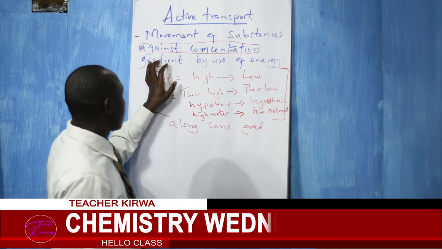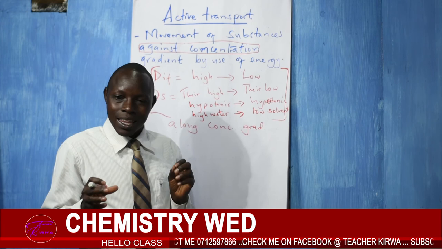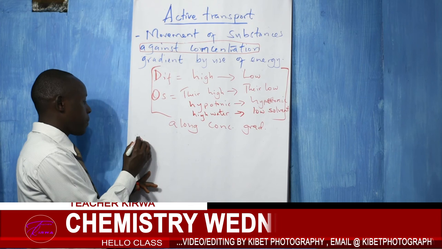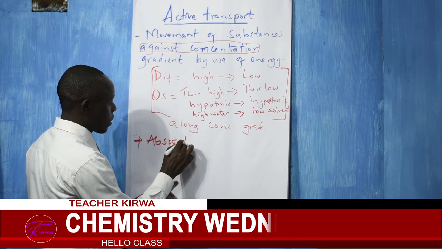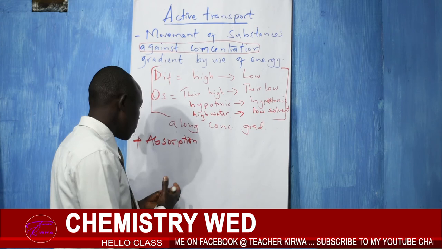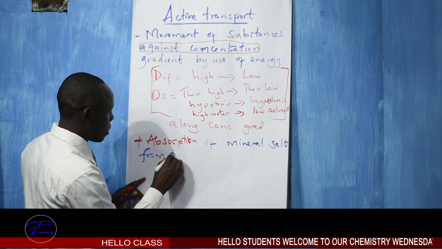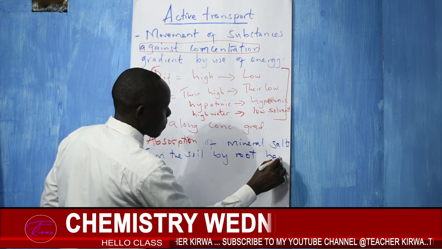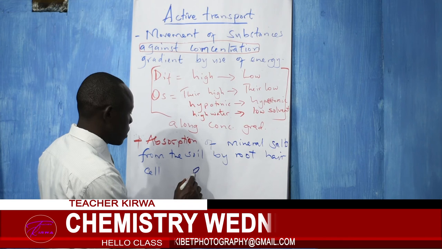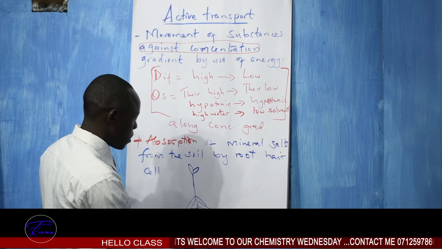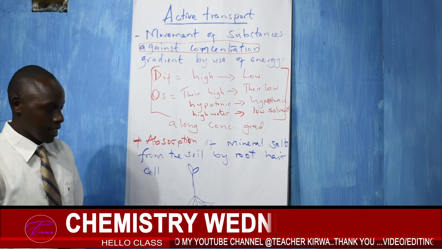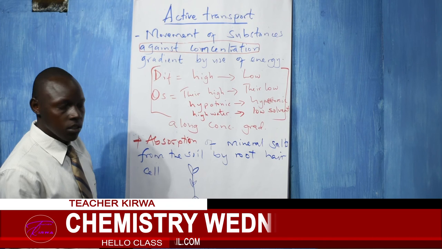Against the concentration gradient, that means whether they are high or low, it must move like that. For example, and a very good example of this is absorption of mineral salts from the soil by root hair cell. Now, if this is a root hair cell, assume this a root hair cell. Now, a root hair cell takes water, takes mineral salts from the soil by the process of active transport.